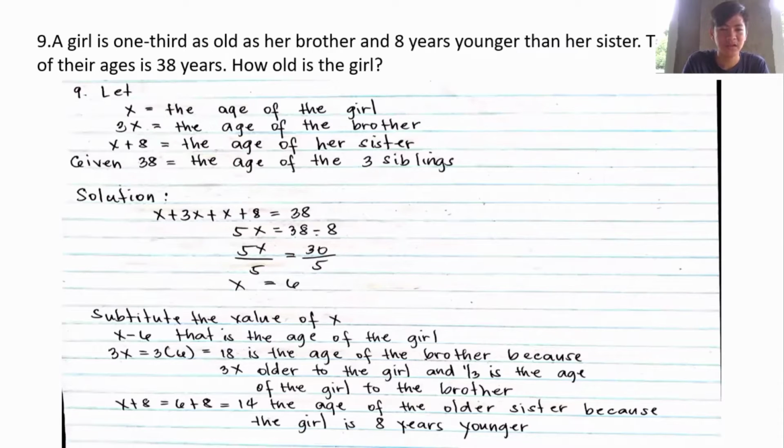Solution. x plus 3x plus x plus 8 equals 38. 5x equals 38 minus 8. 5x over 5 equals 30 over 5. x equals 6. Substitute the value of x. x equals 6, that is the age of the girl. 3x equals 3 times 6 equals 18. 18 is the age of the brother because he is 3 times older than the girl, and the girl is 1/3 the age of the brother. x plus 8 equals 6 plus 8 equals 14, the age of the older sister, because the girl is 8 years younger.